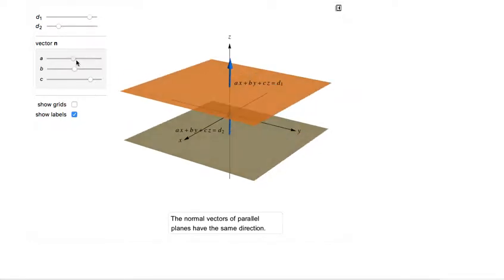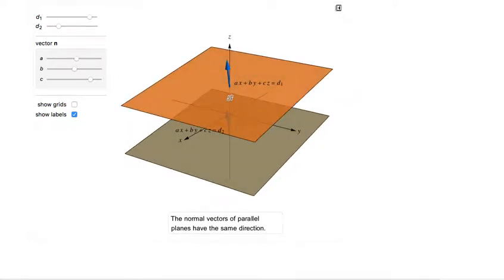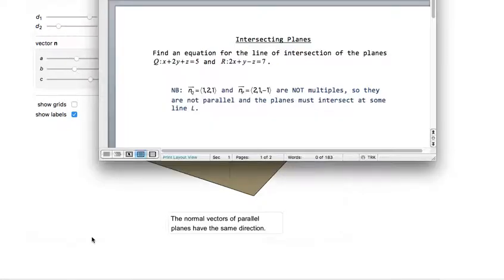These two planes are parallel just to demonstrate the concept here, but one of the important tasks that we have to do is to find an equation for the line of intersection of two planes. There are two planes given here, Q and R, and the important beginning point is that the normal vector for Q is 1, 2, 1, and the normal vector for R is 2, 1, minus 1. They're not multiples of each other, so these are not parallel planes. The consequence is the planes must intersect at some line L.